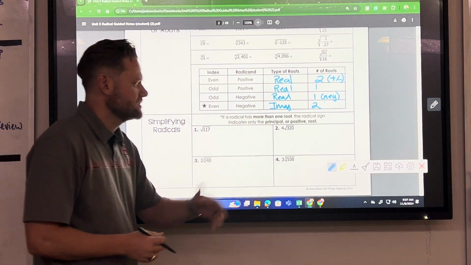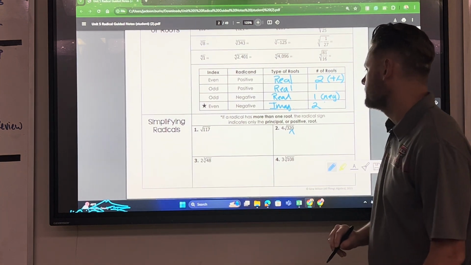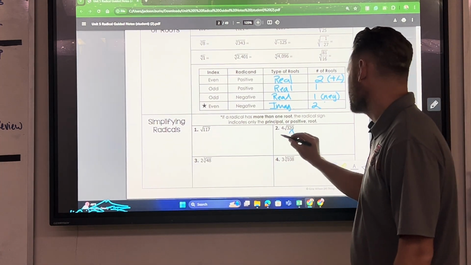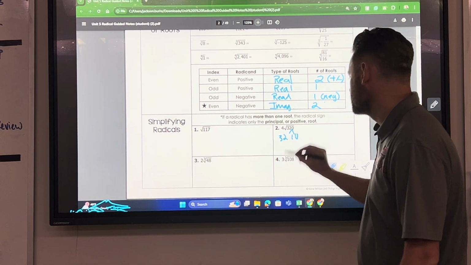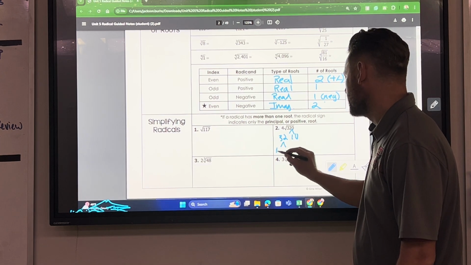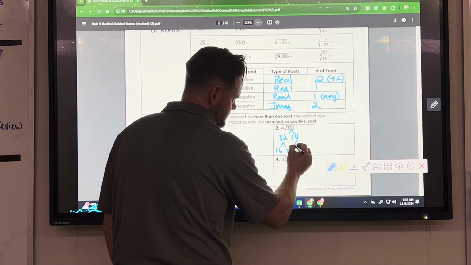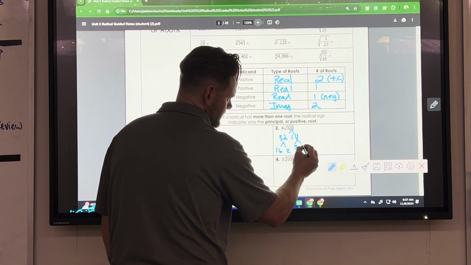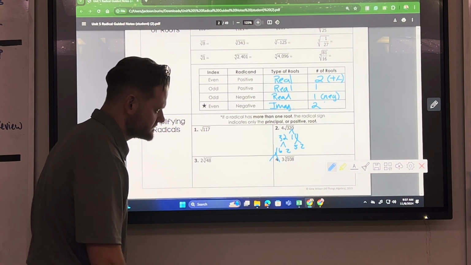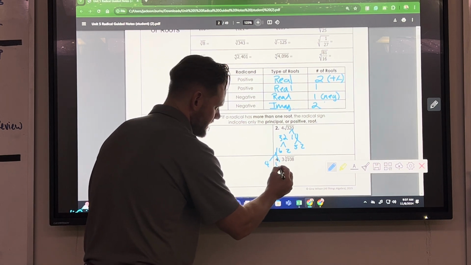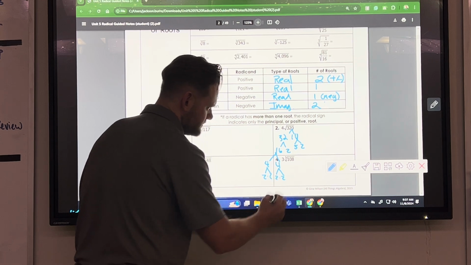So let's go ahead and jump over here to number 2. Here I have the square root of 320. So I can simplify that down to 32 times 10. 32, I know I can simplify down into 16 times 2. 10, I can simplify down to 5 times 2. 16, of course, simplifies down into 4 by 4, which is 2 times 2 and 2 times 2.